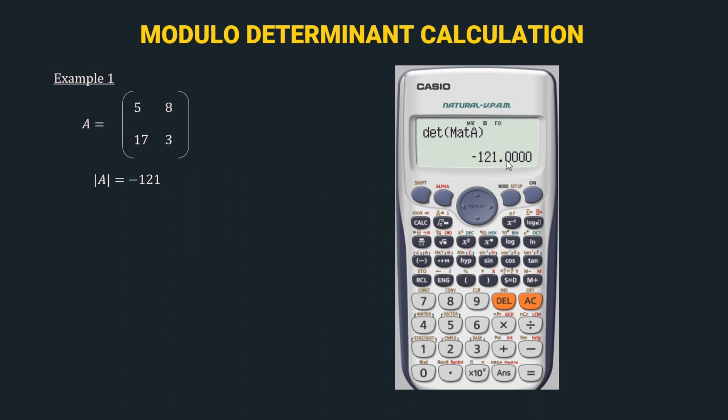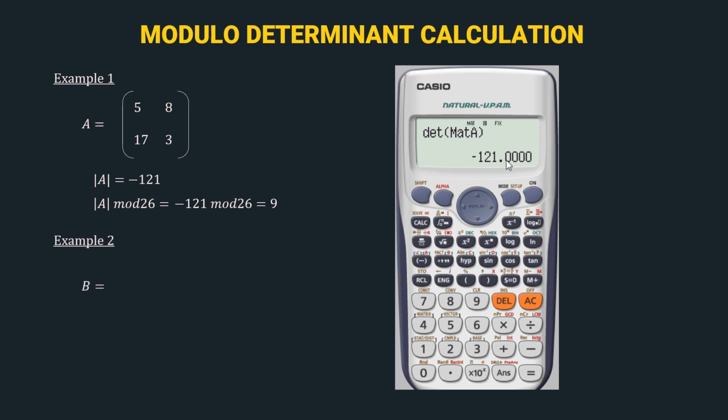Now in order to do the modulo determinant, we simply use determinant of A mod 26, which gives 9. If you are confused with this operation, I highly recommend you check out our modulo operator video to understand the working of the modulo operator.